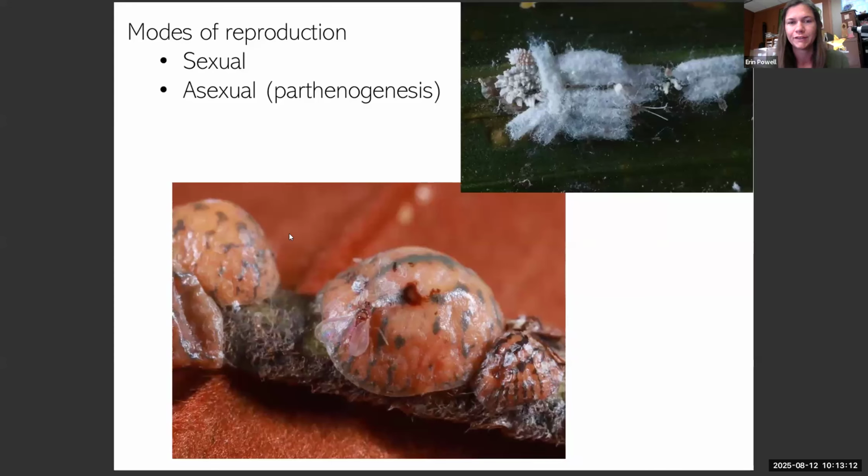So as I mentioned, you can have either sexual or asexual parthenogenetic reproduction among the scale insects. There's a lot of diversity that makes them really interesting to evolutionary biologists as well because of what they do with their sex chromosomes. They have come up with a lot of different ways to do the same thing.